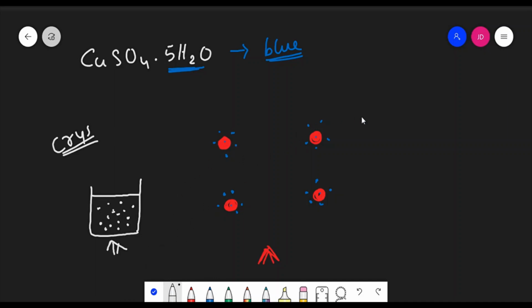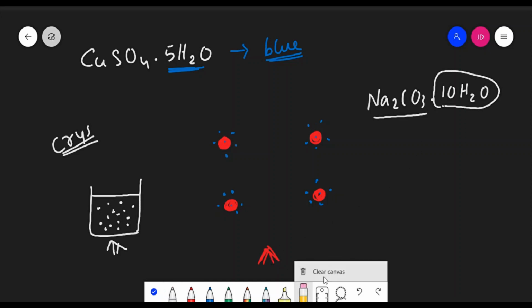Same goes for our washing soda. Our washing soda was Na2CO3 dot 10H2O. That means our 1 Na2CO3 contains how many water molecules? 10. If it gets 10, then it is normal Na2CO3. If it becomes more than 10, it will become wet. If it becomes less than 10, it will get damaged. So I hope this part is clear. So here, the last and final topic is our plaster of Paris.